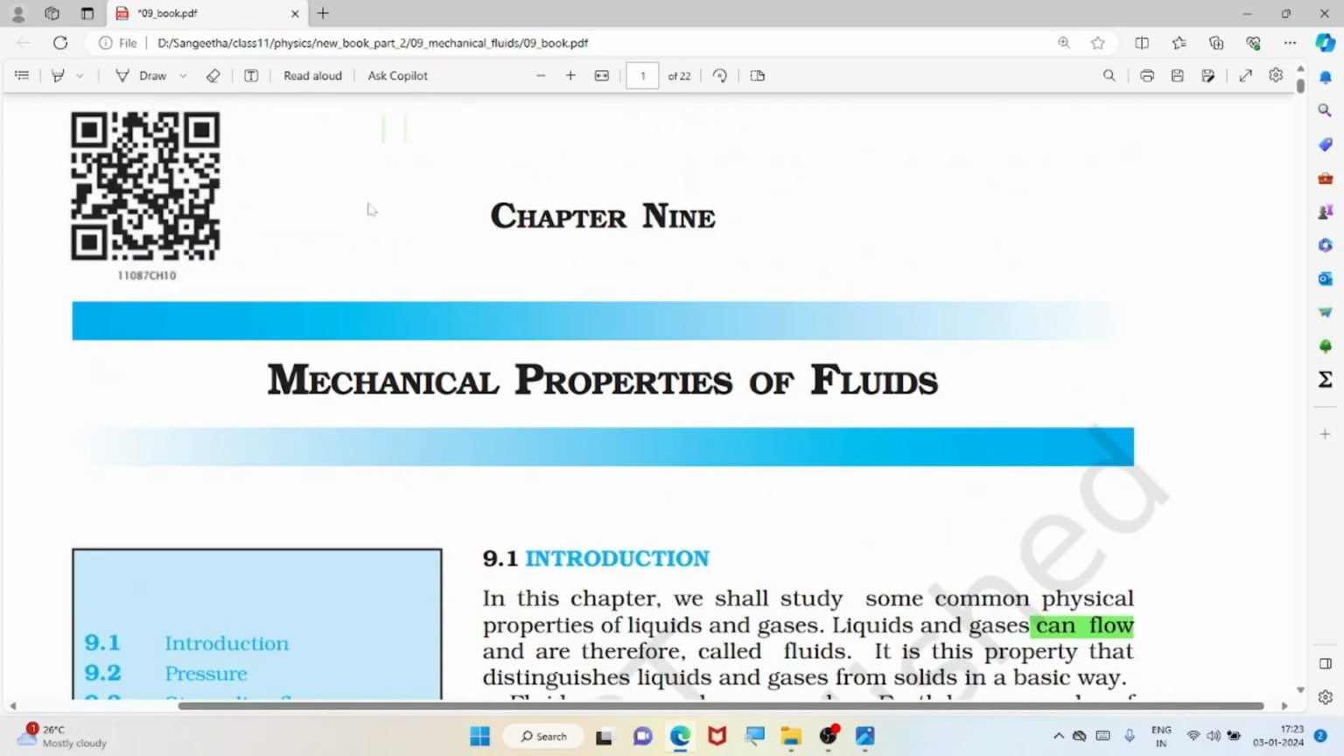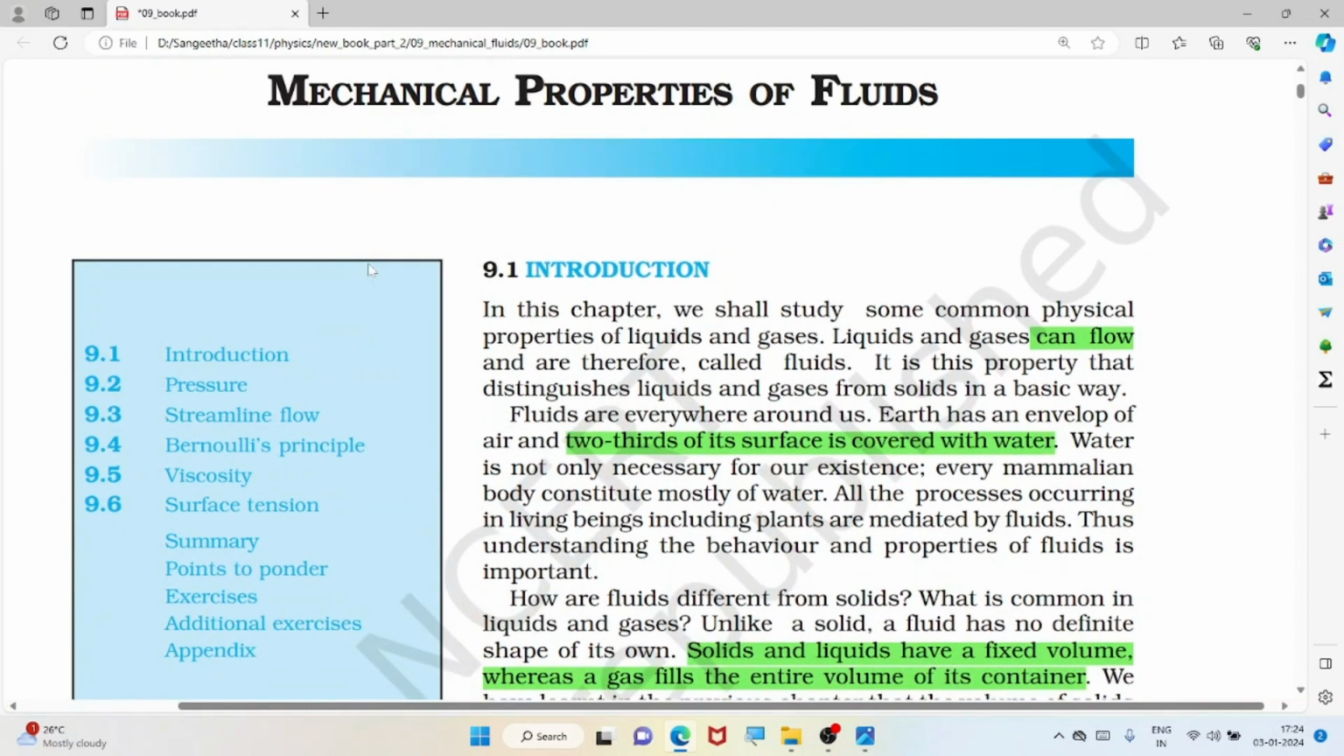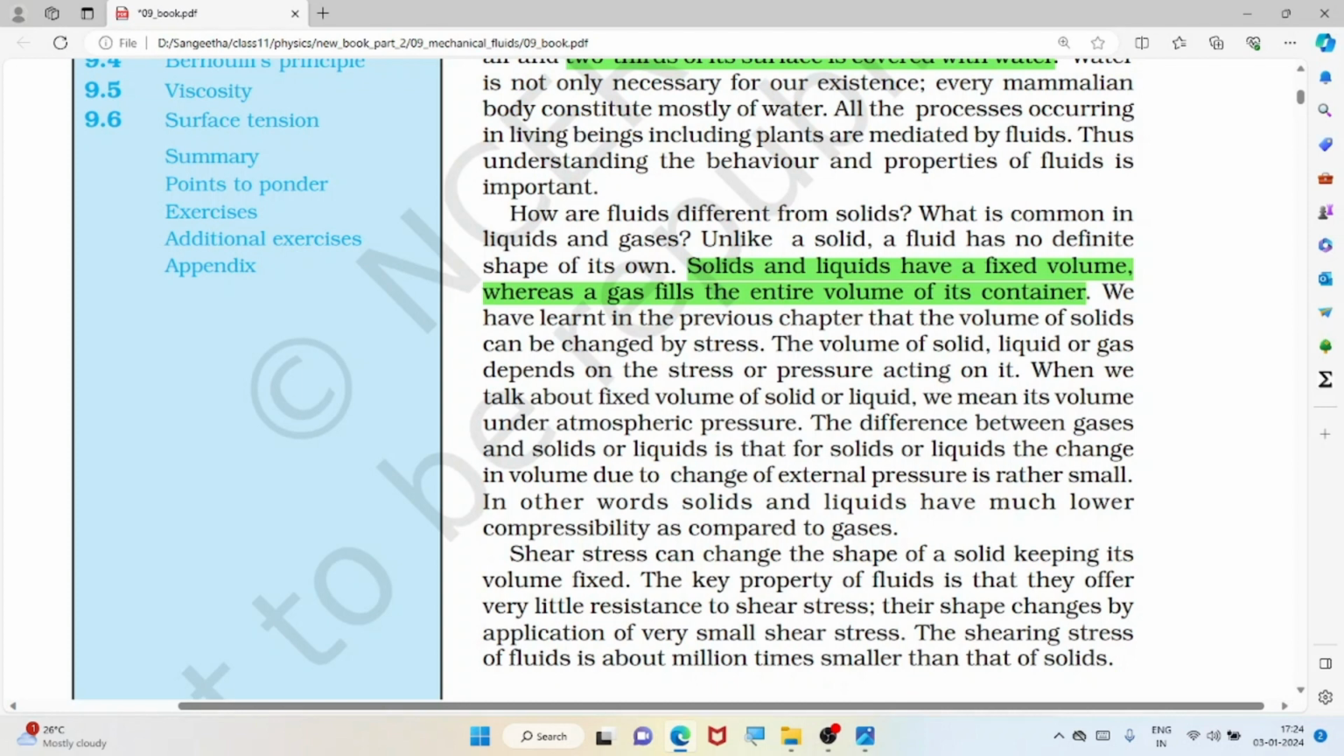Okay, we will go through some important points in the class 11 physics chapter 9, mechanical properties of fluids. Two-thirds of the surface is covered with water. Solids and liquids have fixed volumes, whereas gas fills the entire volume of the container.